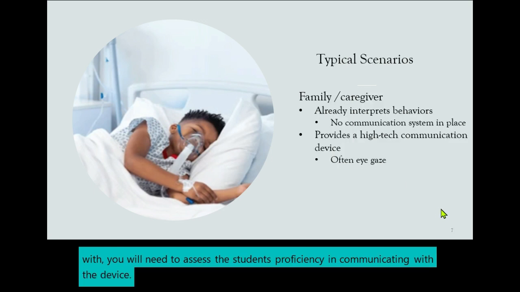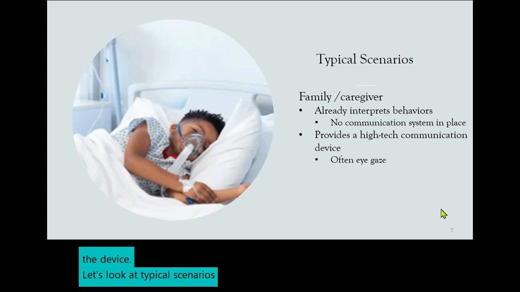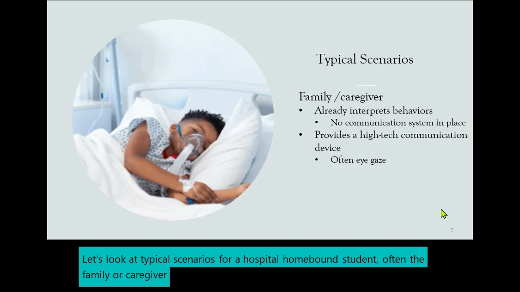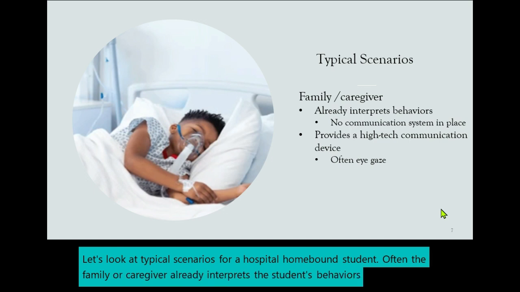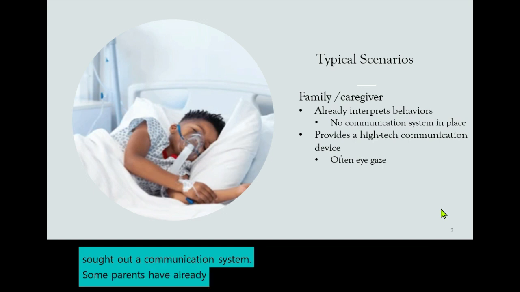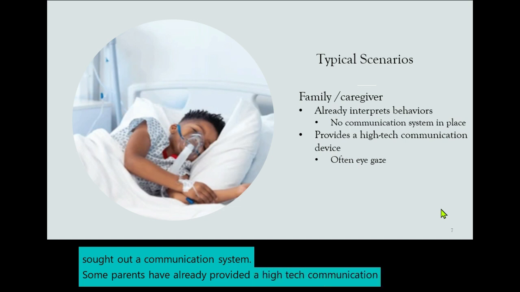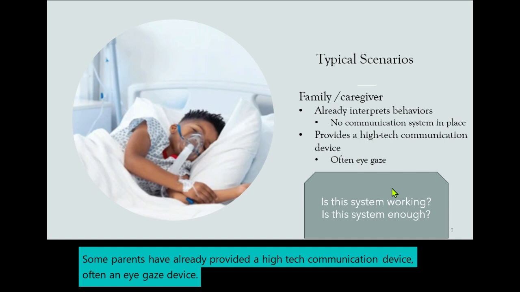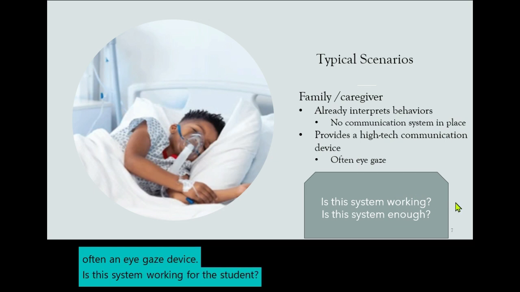Let's look at typical scenarios for a hospital homebound student. Often, the family or caregiver already interprets the student's behaviors and have not sought out a communication system. Some parents have already provided a high-tech communication device, often an eye gaze device. Is this system working for the student? Does it have enough vocabulary?